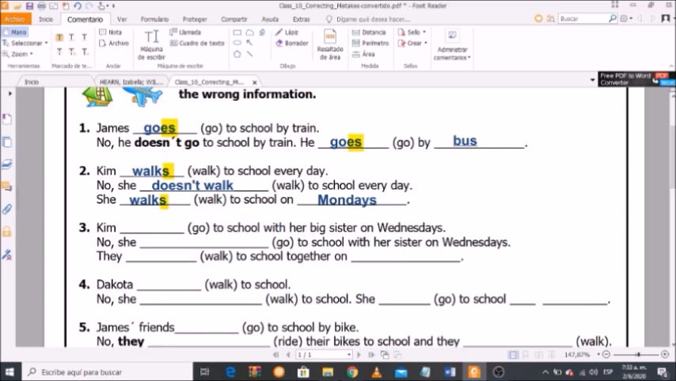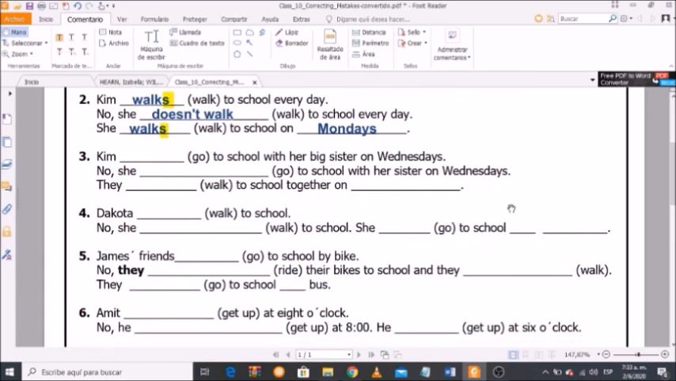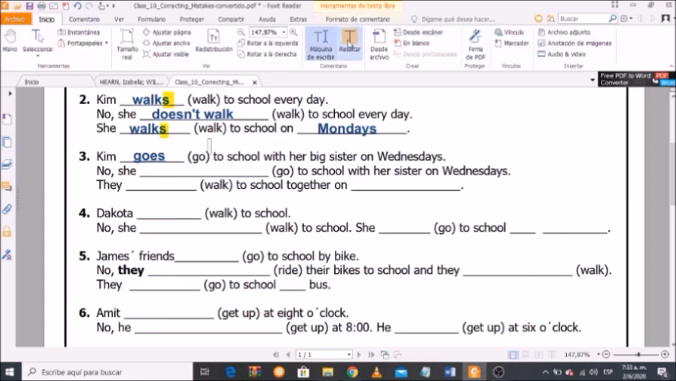Okay? Very good. So, number three. It says, Kim to school with her big sister on Wednesdays. Kim. And what do we write here? Very good. Kim goes to school with her big sister on Wednesdays. So here we highlight this.